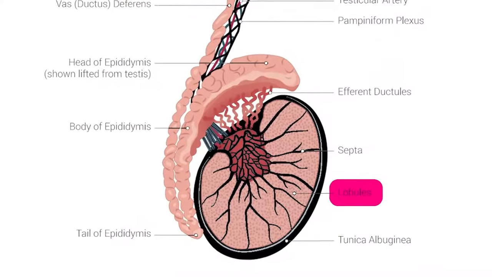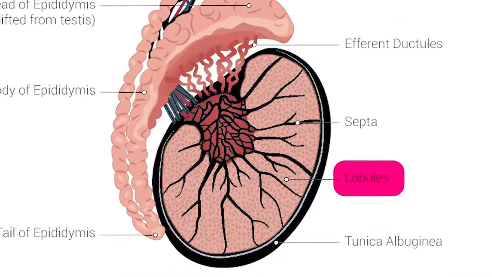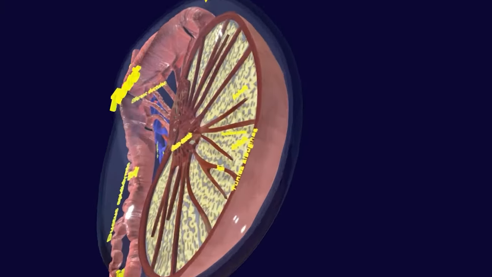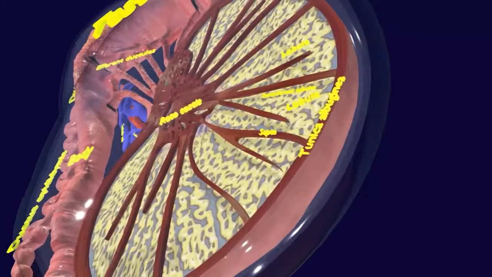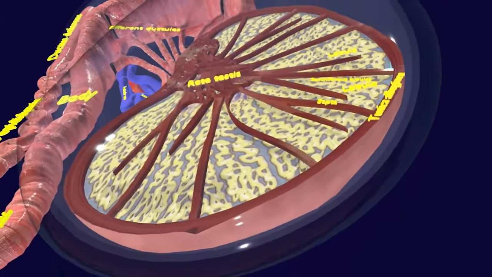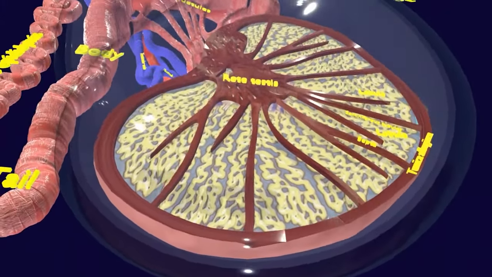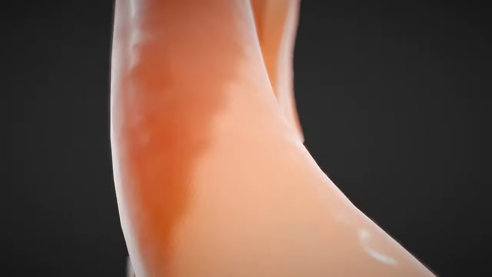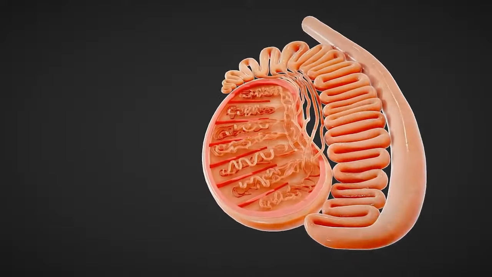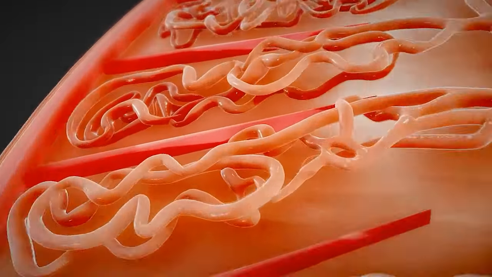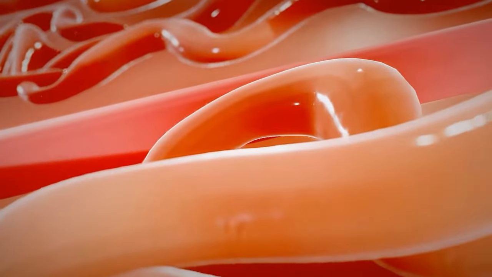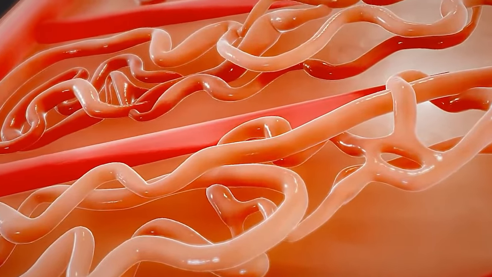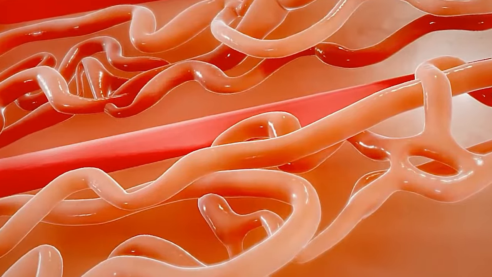Lobules of the testis. The lobules of the testis are small pyramid-shaped compartments formed by the septae. Each lobule contains 1 to 4 tightly coiled seminiferous tubules, which are the sites of sperm production. The lobular organization allows for the efficient production of sperm, as each lobule provides an isolated environment where spermatogenesis can occur. The number of lobules and the quality of spermatogenesis can affect male fertility.